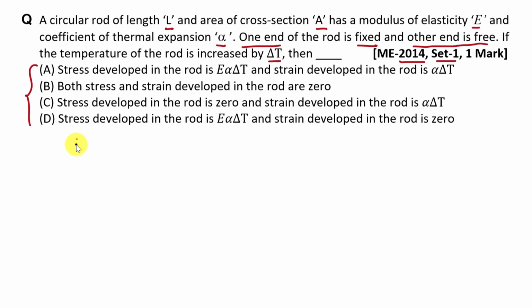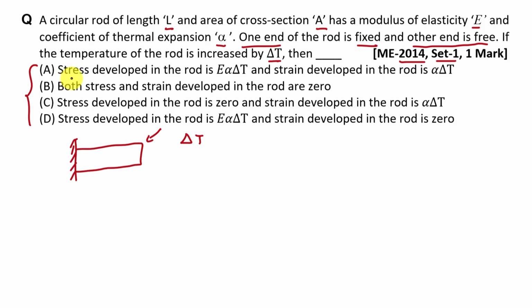Here it is given that we have one rod which is fixed at one end like this and it is free on this end. We are increasing the temperature of this rod by delta T. In this case, we have to choose one option from these 4 options.